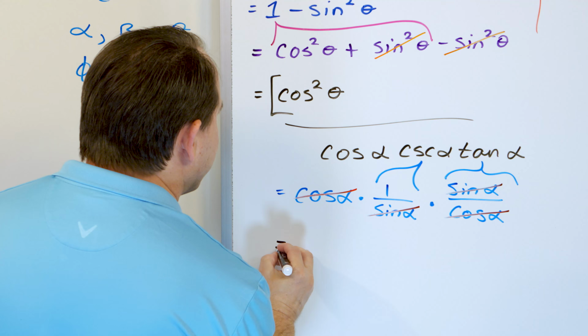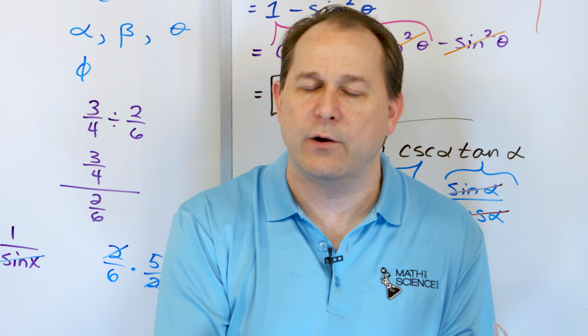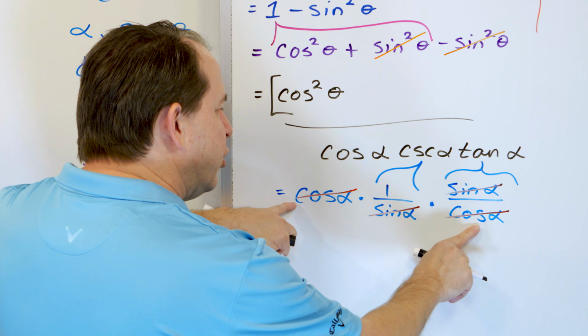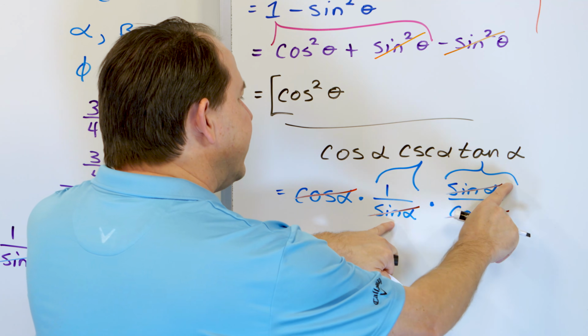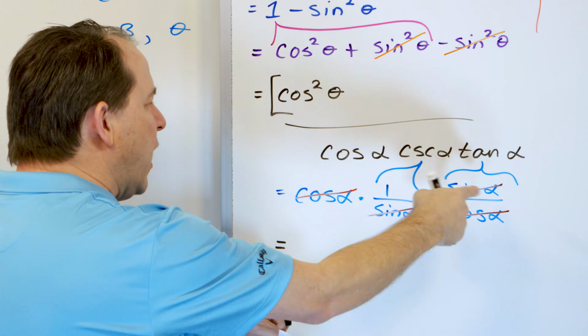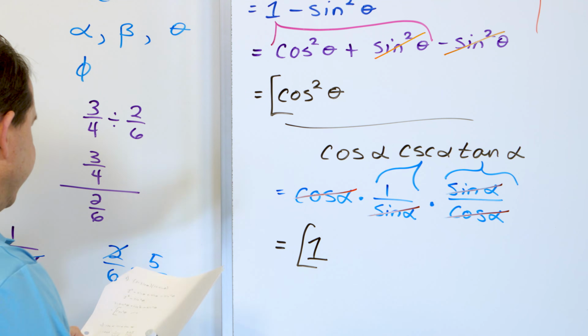Because ultimately, remember, when you cancel things in math, they don't just disappear. When you cancel, they're really dividing away, giving you 1. The cosine is really being divided by this cosine, giving you 1. This sine here is being divided by this sine, giving you 1. So you replace everything with 1, and then all the ones multiply, and so really all you have left is the number 1, and this is the answer.